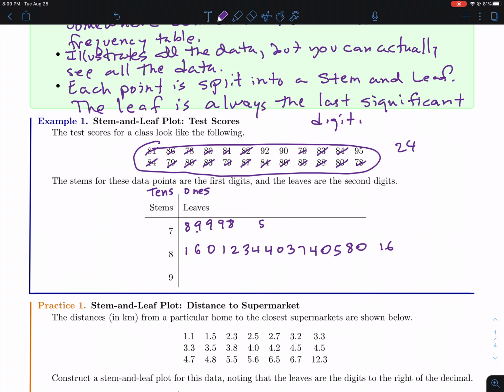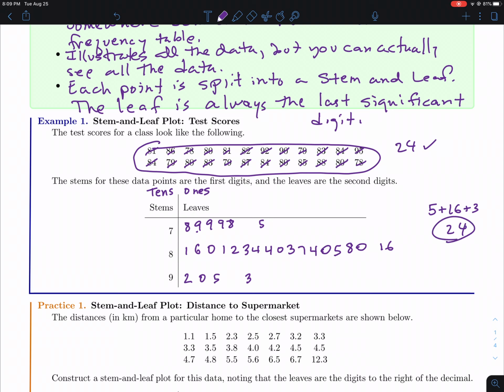And finally, let's do the 9s. So we've got 92, 90, and 95. So that gives us 3. So again, we should check and make sure we add this up to 24. So 16 plus 5 is 21, plus 3 is 24. So good, it looks good.